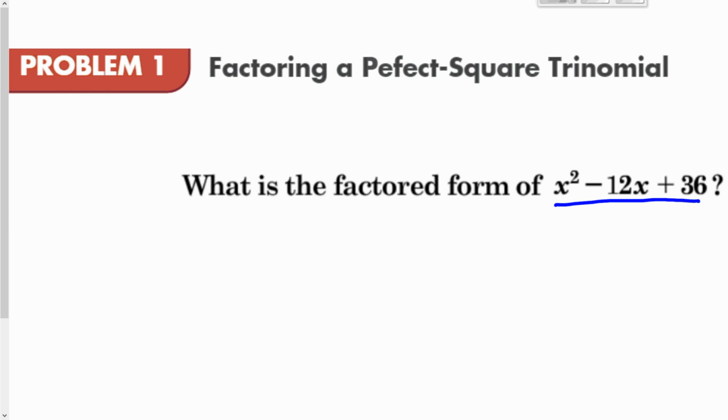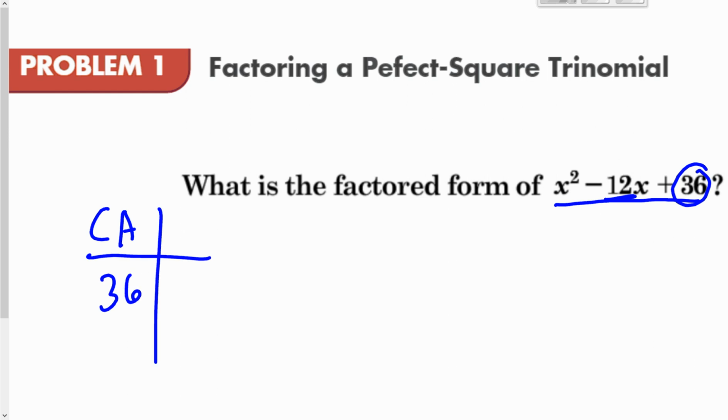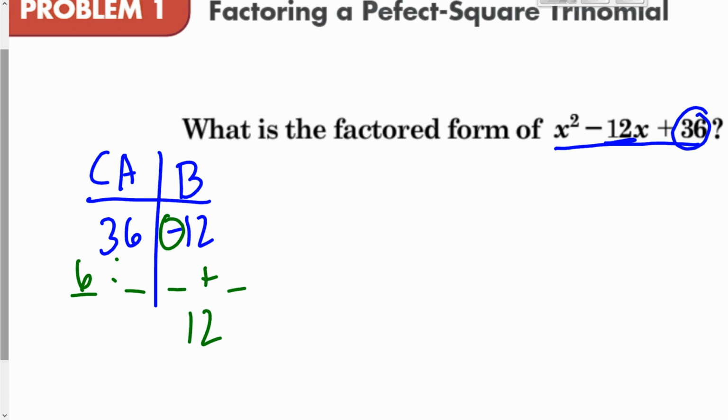They can just look at it and say, oh, I noticed that 6 times 6 is 36, and if I add those together I get 12, and then I just need to make both of them negative, right? Or you can still do CAB. 36, my B is negative 12. Don't pay attention to the negative at the beginning. Think 6 times 6, what times what gets you 36, but what plus what gets you 12. Then we'll come back and deal with the negative. So that's 6 and 6.